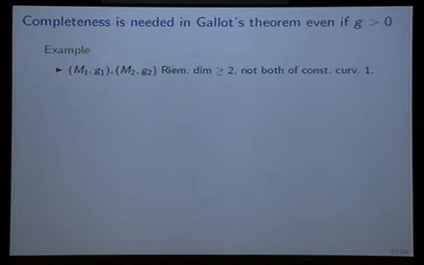Okay, let me start with the examples. The first example shows that the completeness of the metric is absolutely necessary even if we are ready to restrict ourselves to positive definite metrics. So completeness is important. We consider two Riemannian manifolds, M1, M2. To avoid some trivial cases, we assume that both are of dimension at least 2 and not both of constant curvature 1.